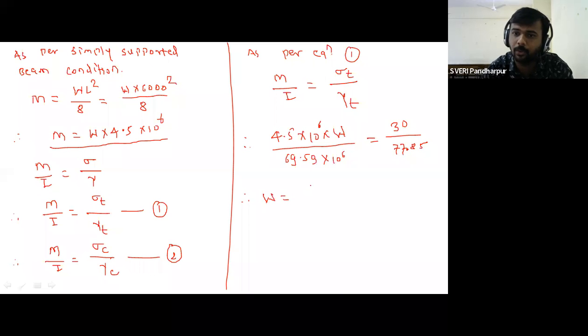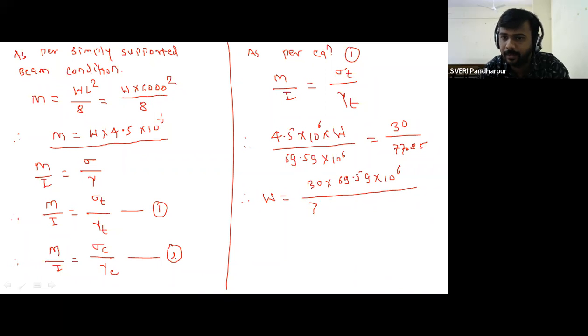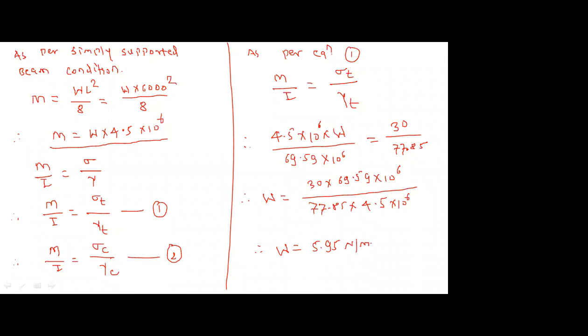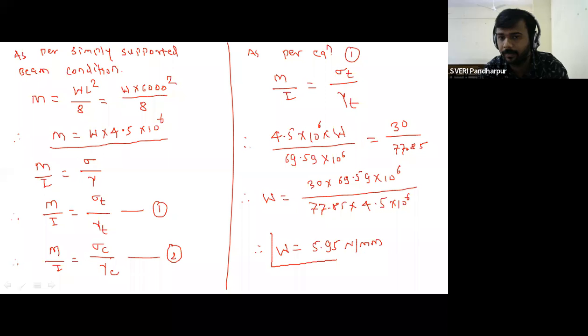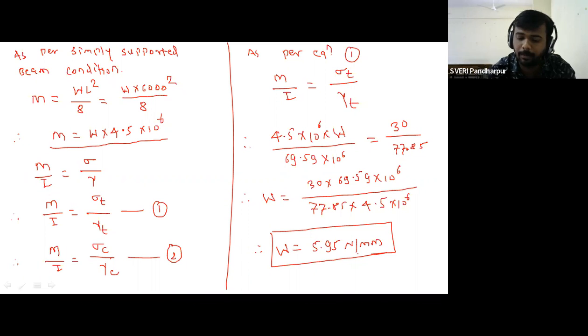Then tell me the value of W. So W is equal to 30 into 69.59 into 10 raised to 6, divided by 77.85 into 4.5 into 10 raised to 6. What is the value of W? 5.95 Newton per mm. Getting 5.95? This is the value of W in Newton per mm, because your UDL will be given in the form of Newton per meter or kilonewton per meter.